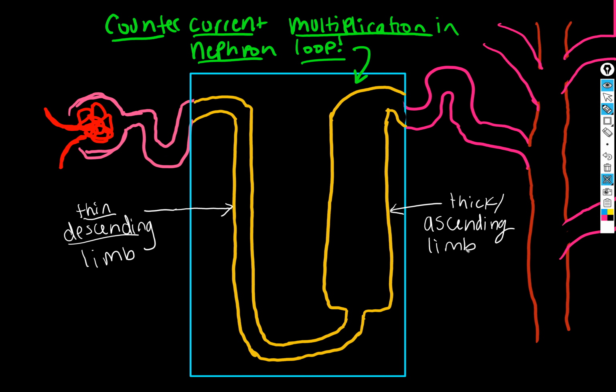Ascending limb. Ascending refers to the direction of the filtrate, and thick refers to the epithelial characteristics. So we go from being thin and descending to being thick, and that includes a transition back to simple cuboidal epithelium. So that's the loop.